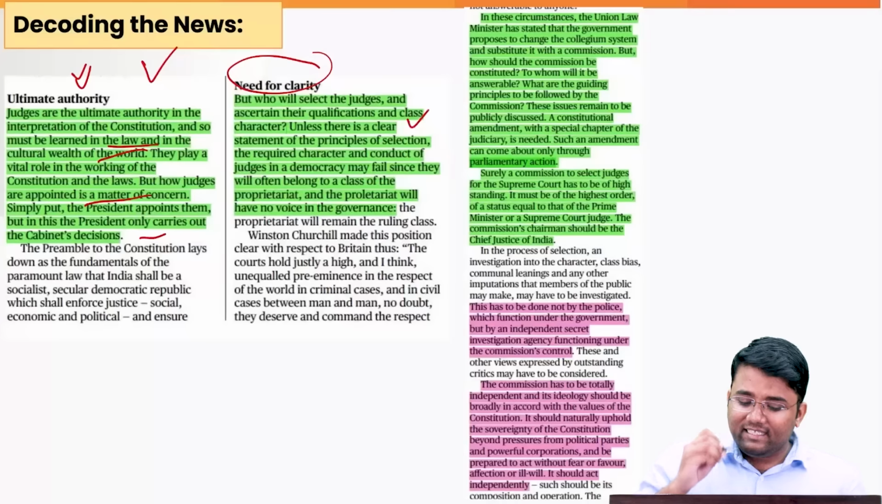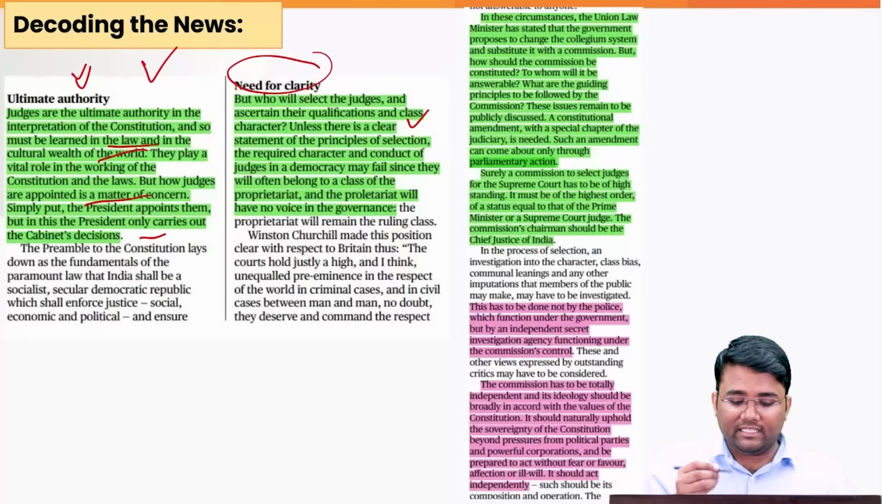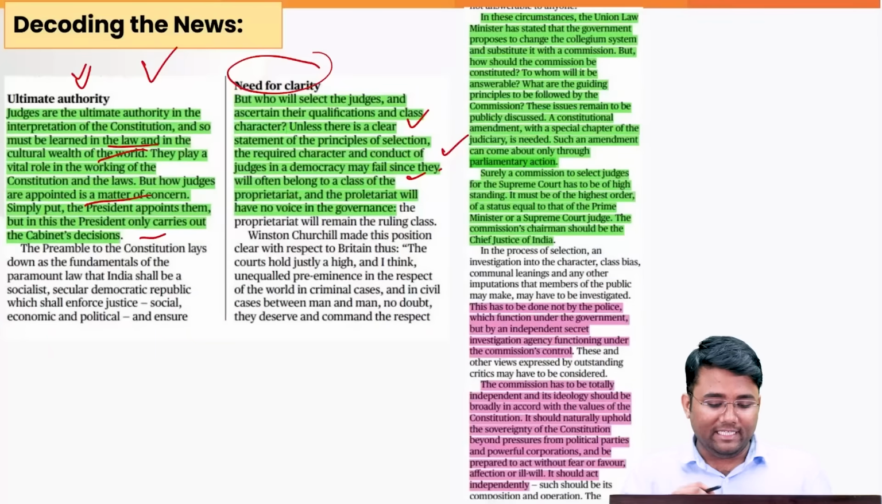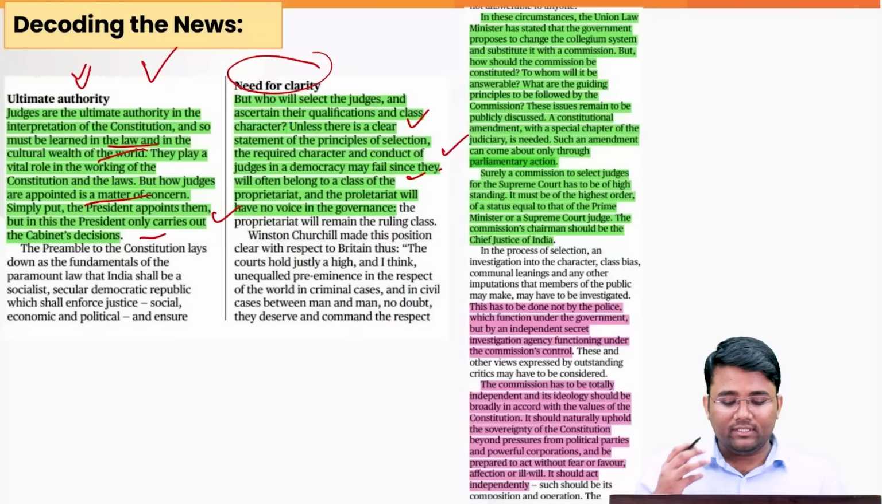This is said by the writer of this particular editorial. And it says that unless there is a clear statement of the principle of selection, required character, and conduct of judges in a democracy, it may fail, since they will often belong to a class of elites and they will have no voice in the governance.